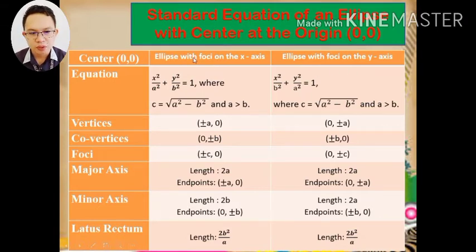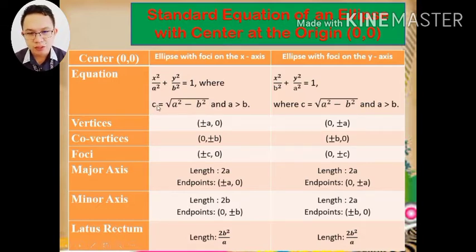So first one, ellipse with foci on the x-axis. Pag sinabing ang foci ay nasa x-axis, itong ellipse na to ay nakahiga. Pero pag sinabing ellipse with foci on the y-axis, yung kanyang graph ay vertical, nakatayo. They have corresponding equations. For the ellipse na nakahiga, makikita ang foci sa x-axis, we have x squared over a squared plus y squared over b squared is equal to 1, where c is equal to square root of a squared minus b squared, and a is always greater than b.